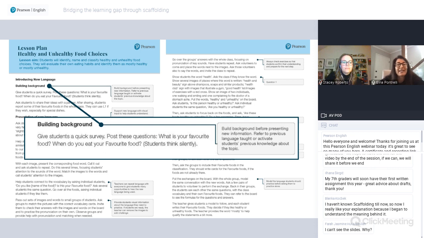At the very beginning, the teacher's already building background before the presentation of the new language. So you can see that here they're giving students a quick survey. Post these questions: What's your favorite food? When do you eat your favorite food? By referring to this previous language taught about food, you'll be activating what they previously knew about the topic.